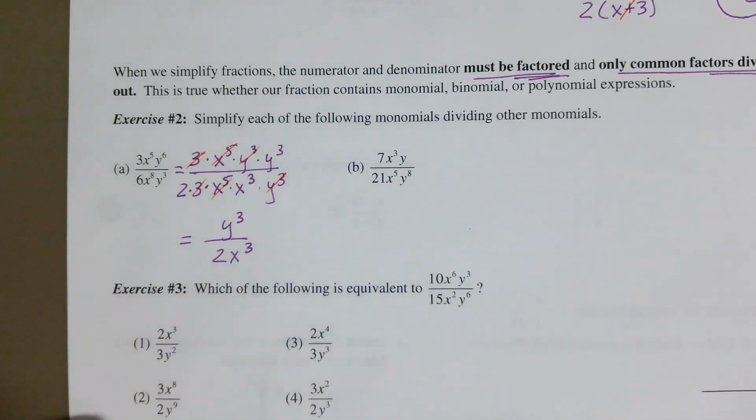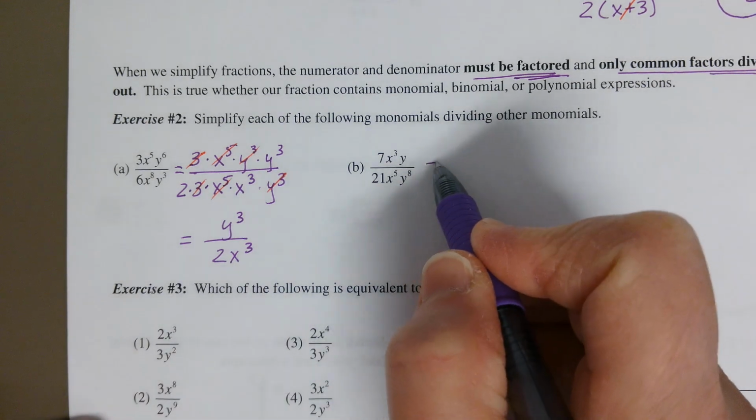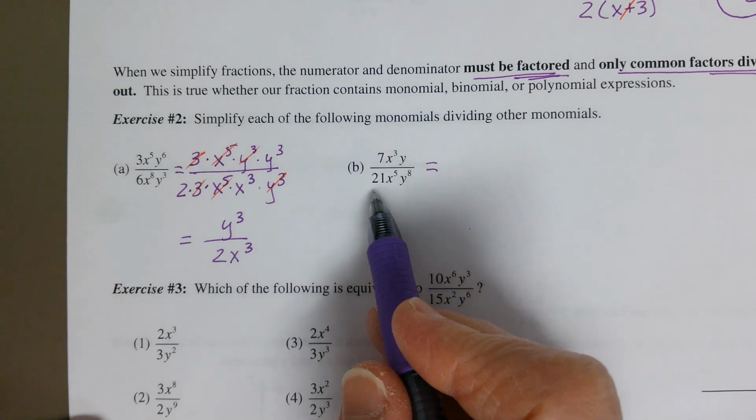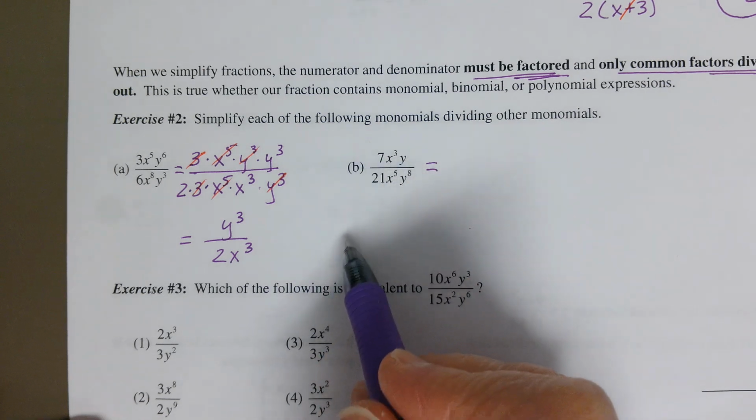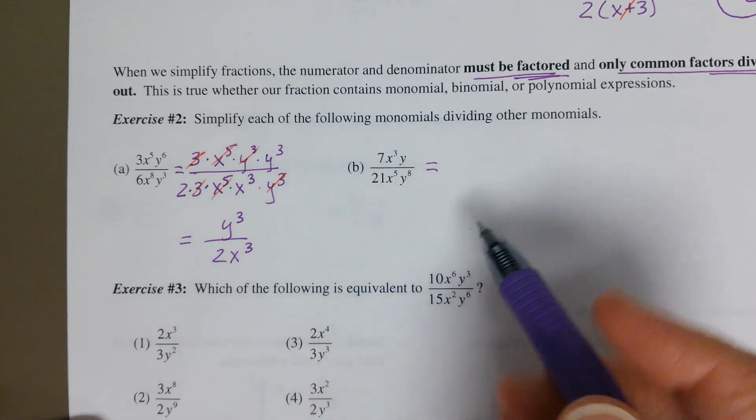Do you have to do it that way each time? No. I know a lot of you can do this mentally, all right? Like the 7 and the 21. Oh, 7 goes into 21 3 times.